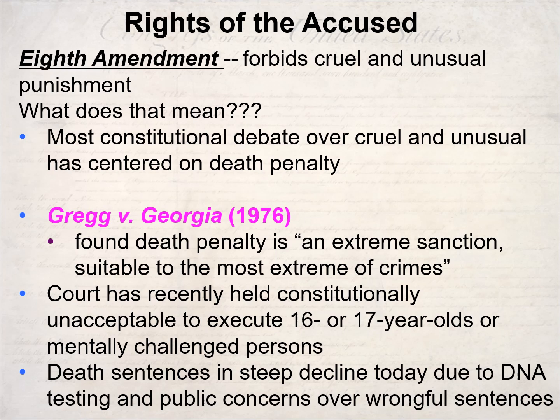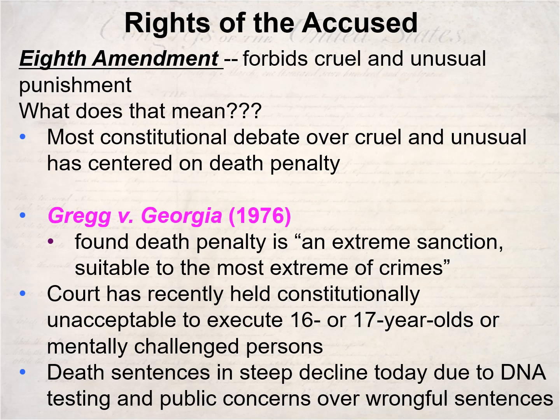Now, with the Eighth Amendment, it's really kind of interesting. Of course, they go after the death penalty with this, right? Most of the debate has been over that. Now, the incorporation case, Gregg versus Georgia, said that the death penalty, it is an extreme sanction, but it's suitable to the most extreme of crimes. So, in other words, cruel and unusual punishment does not mean the death penalty for the federal government or for state governments, okay?